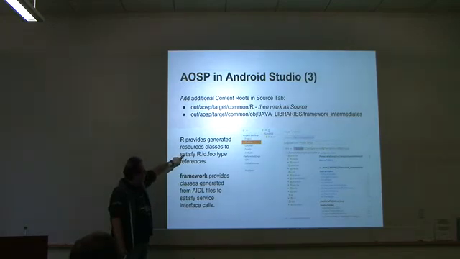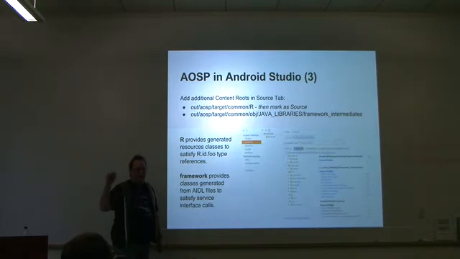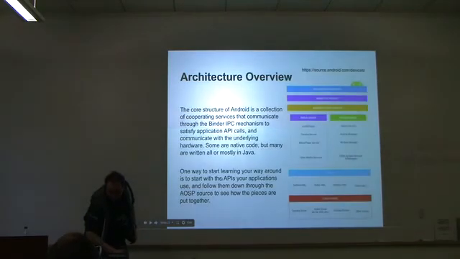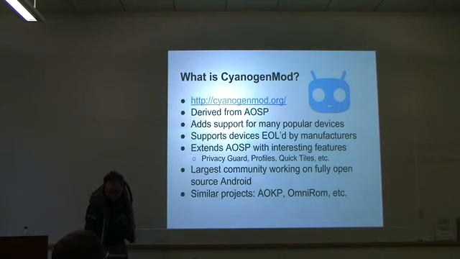In this one, you actually have to add the directory and then tell AOSP this is a source directory. When you add framework, Android Studio is actually pretty smart about scanning through it and figuring out where the source directories are. So that just kind of drops in. And once you have that, you pretty much have the whole thing.